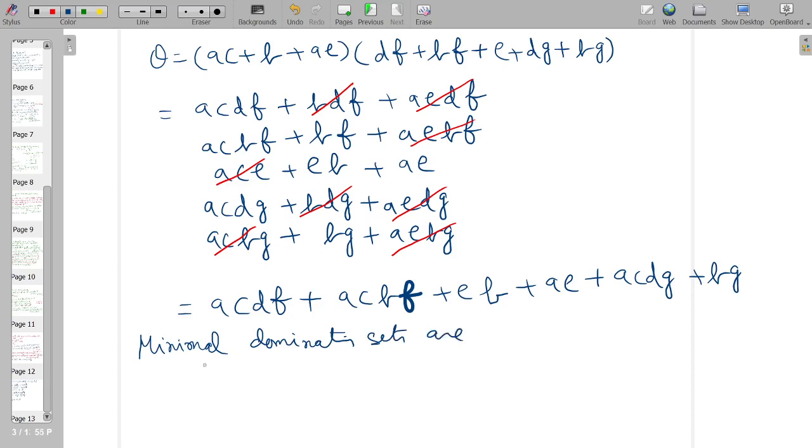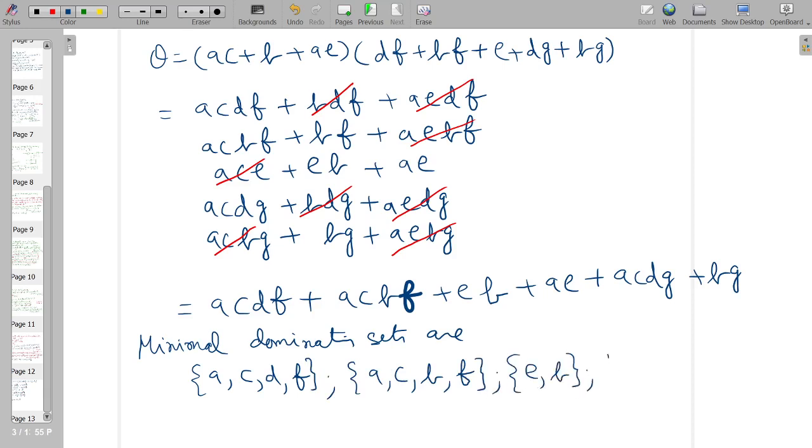okay, A, C, D, F. Second set is A, C, B, F. Third set is EB. Next set is AE. Last but one set is ACDG. The last set is B, G.